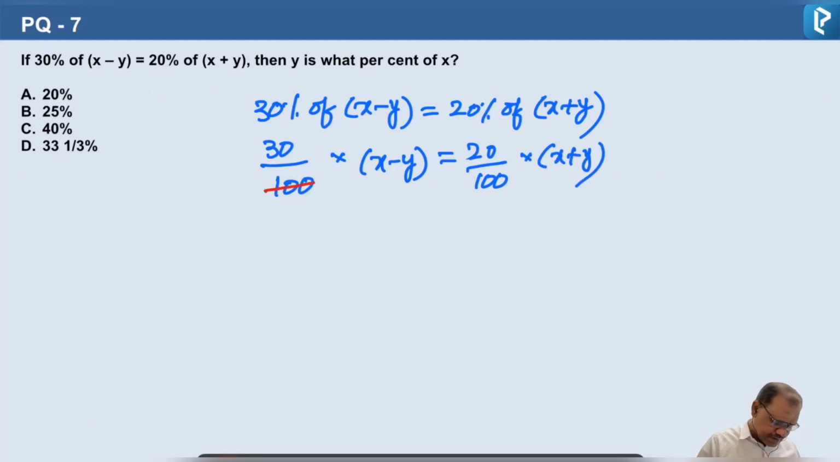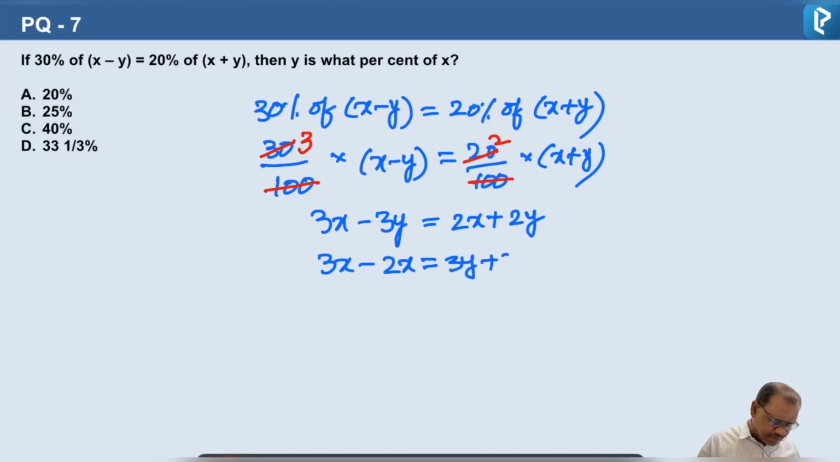Simplify this. 100 will get cancelled on both sides. 10 twos, 10 threes. So if you simplify this, 3x minus 3y is equal to 2x plus 2y. 3x minus 2x equals 3y plus 2y. So 1x is equal to 5y. So y is equal to 1 by 5 x.